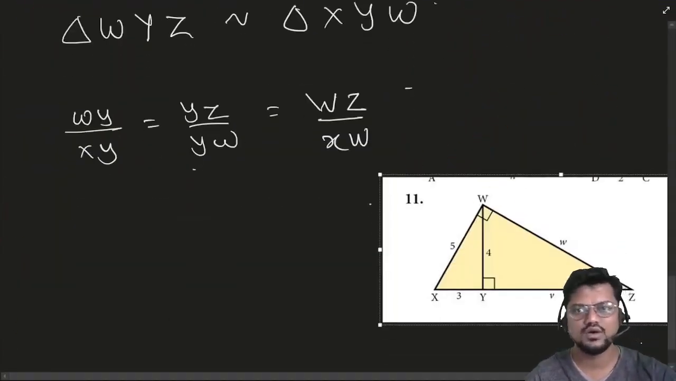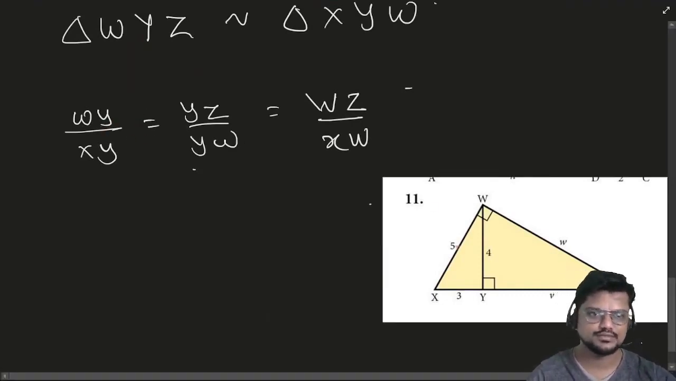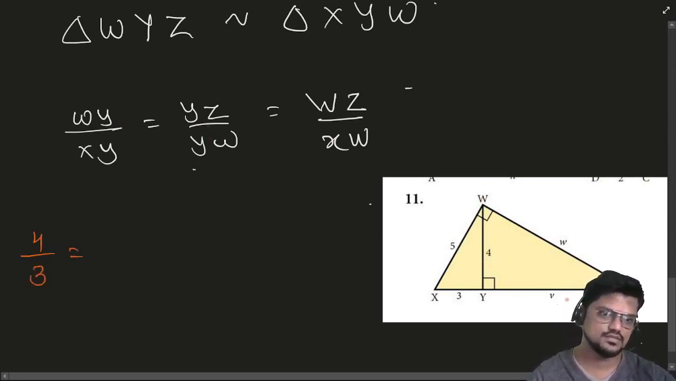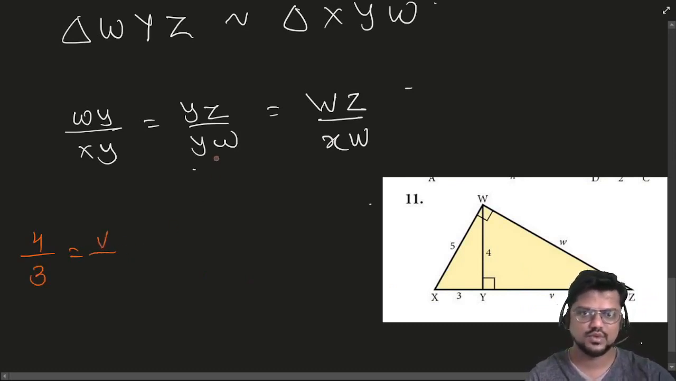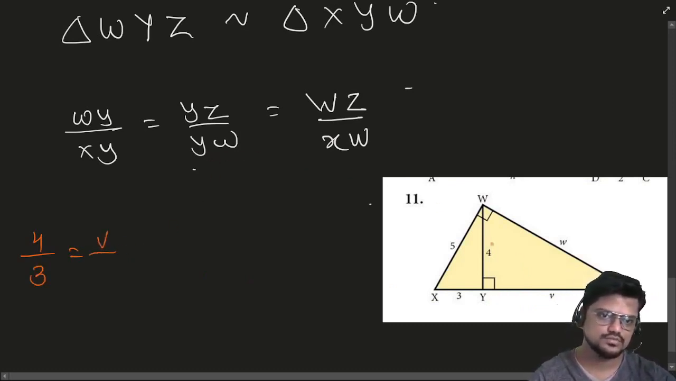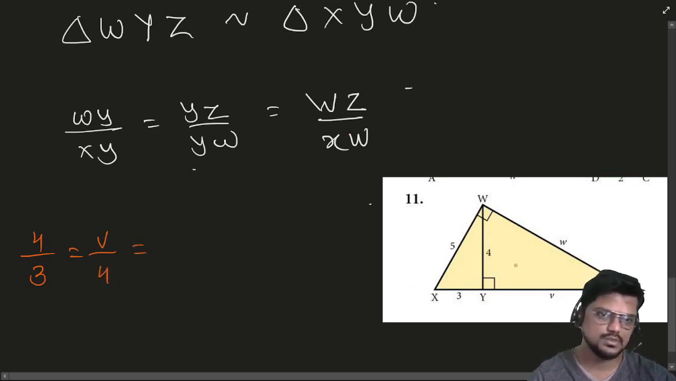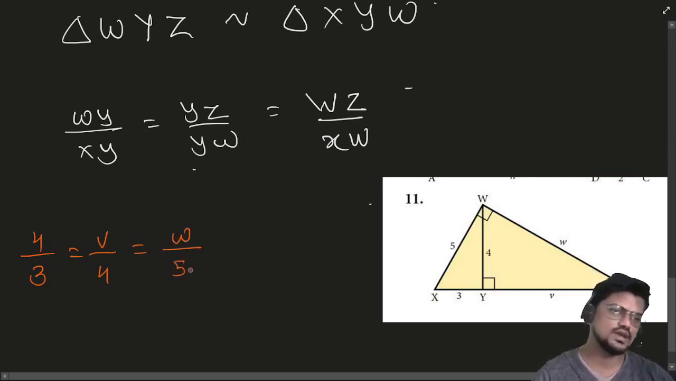Now you can see, what is WY? WY is 4. What is XY? That is 3. What is YZ? That is V. What is YW? 4. Four again. What is WZ? That is W. And what is XW? That is 5. You can get the value of V and W now. Yeah, now you can get it easily.